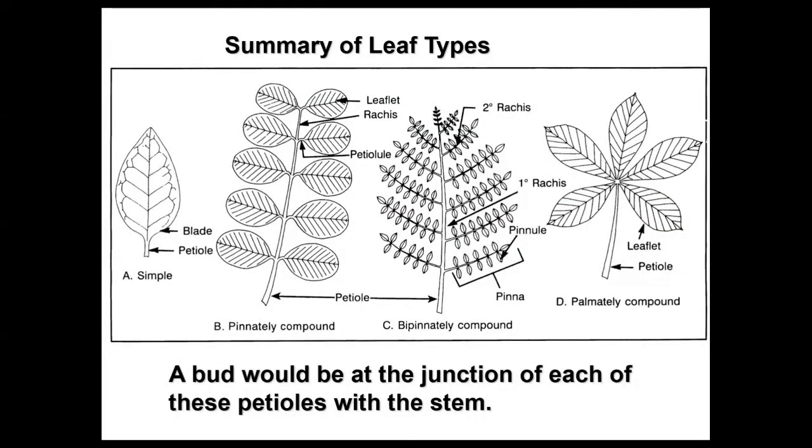All right, what's the bad part about these drawings is nobody put buds down here to show you that the bud would be here, here, here, and here. Notice this is something you'd find on a horse chestnut. Notice there's no rachis here. There's a rachis, there's a rachis, and there's no rachis in a simple leaf. But if you connected all these little leaflets together, you'd have a simple leaf. All right.